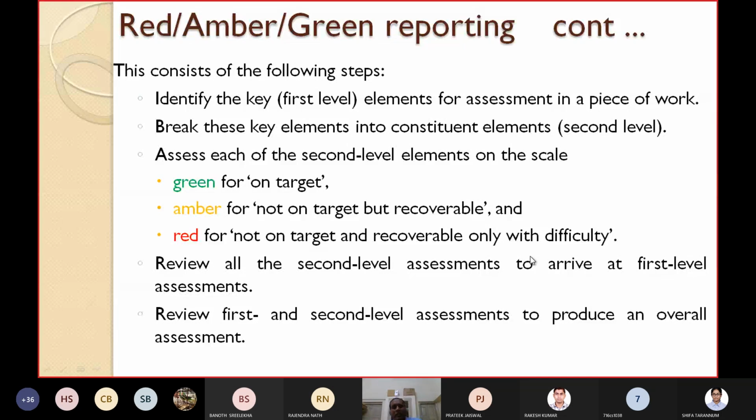The next step is to review all the second level assessments to arrive at first level assessments. Then review the first and second level assessments to produce an overall assessment of the project. Okay, now let's see activity. What remedial action, what corrective action will you take if you are in green zone or amber zone or red? So following completion of the assessment form for all activities, the project manager uses these as a basis for evaluating the overall status of the project.